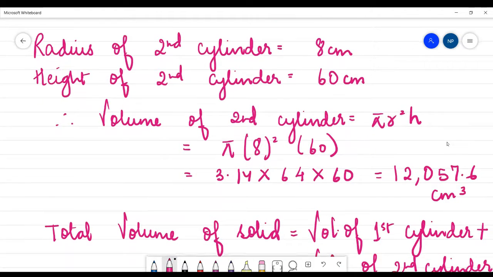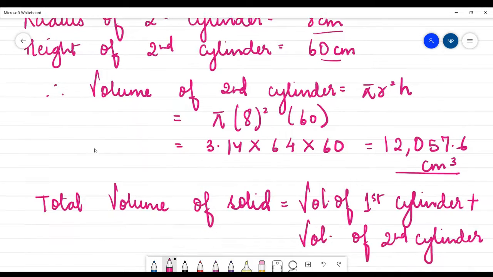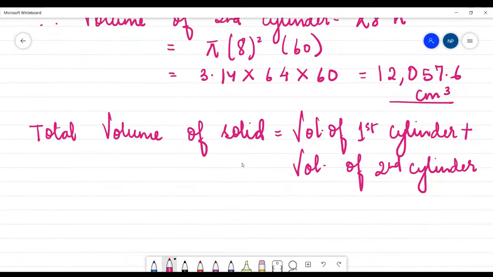Now, it is time to take out the volume of the second cylinder. We have the radius of the second cylinder as 8 centimeter, height of the second cylinder as 60 centimeter. So, the volume of the second cylinder will be pi r square h. On substituting the values, we will get 12,557.6 centimeter cube. Now, total volume will be volume of the first cylinder plus volume of the second cylinder.